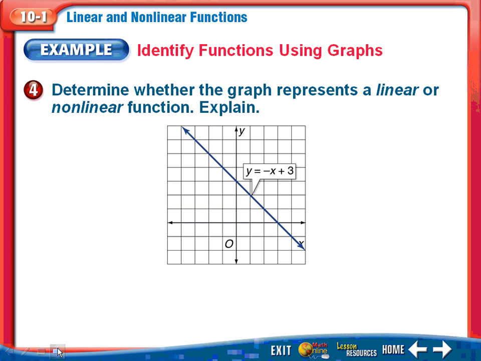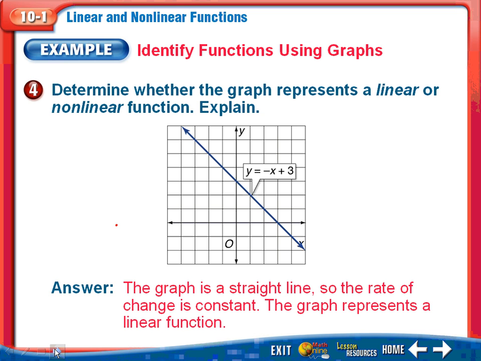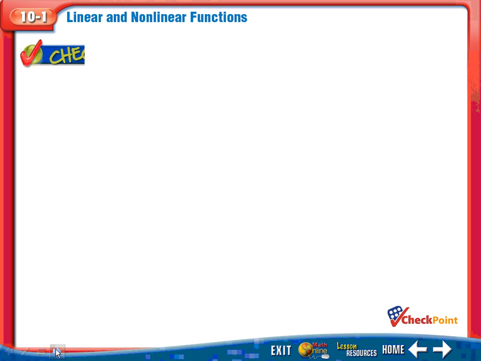Determine whether the graph represents a linear or a nonlinear function. Explain. Does this look like a line? I think it does. The graph is a straight line, so the rate of change is constant. The graph represents a linear function. You may have guessed that.